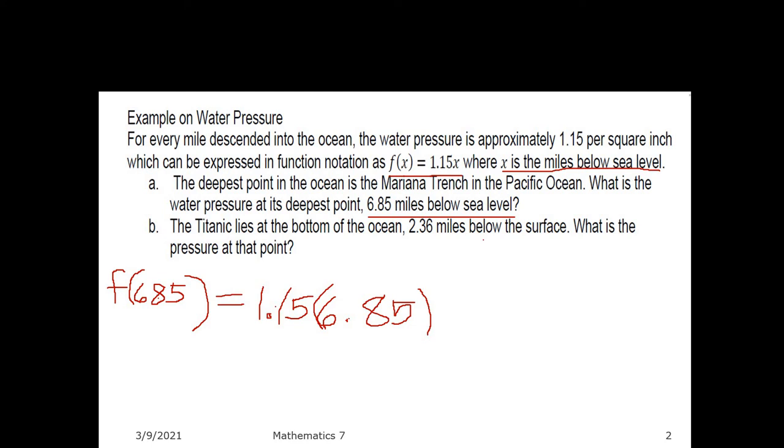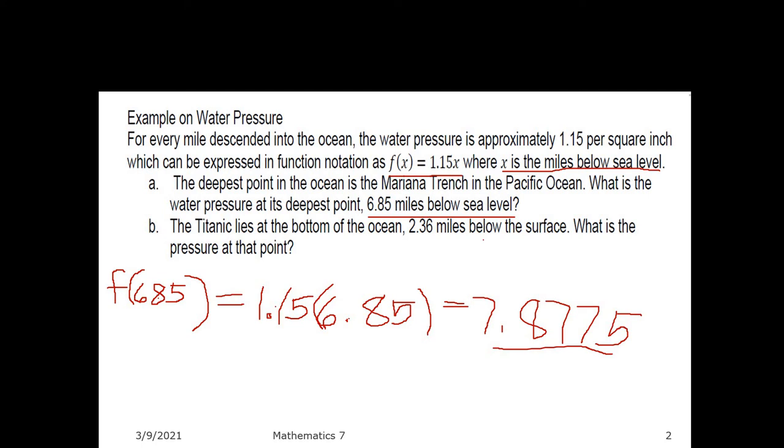Where is my calculator? One moment. 1.15 times 6.85, so that would be 7.8775. So this is the water pressure of that particular point in the Mariana Trench.